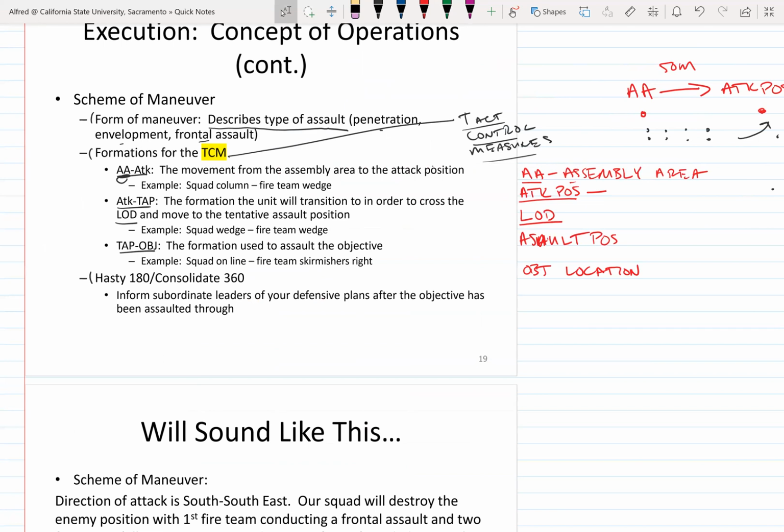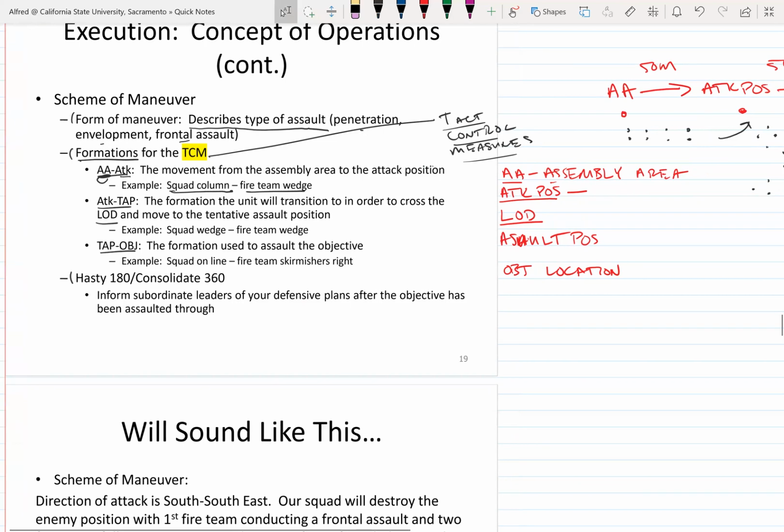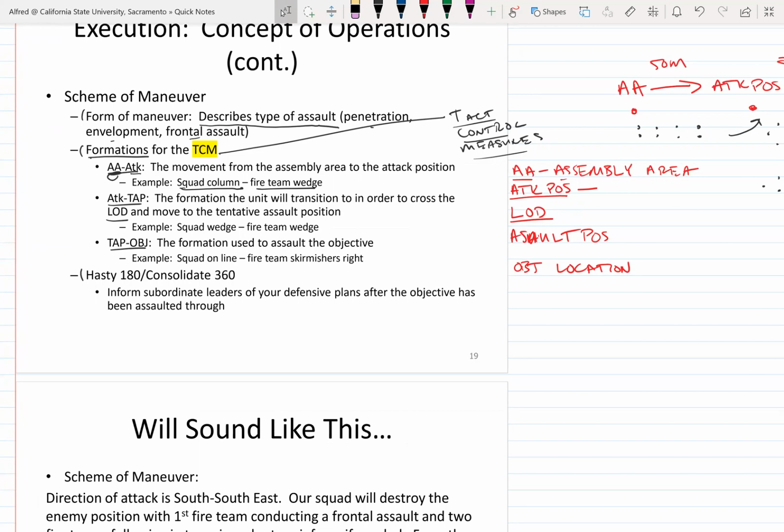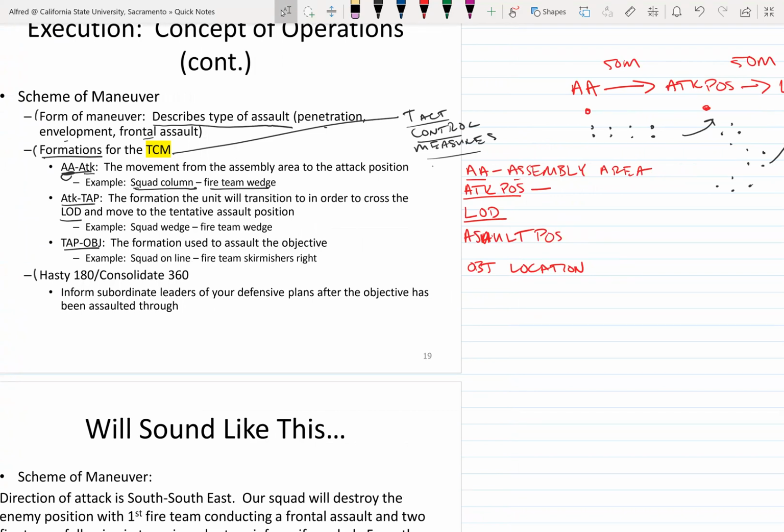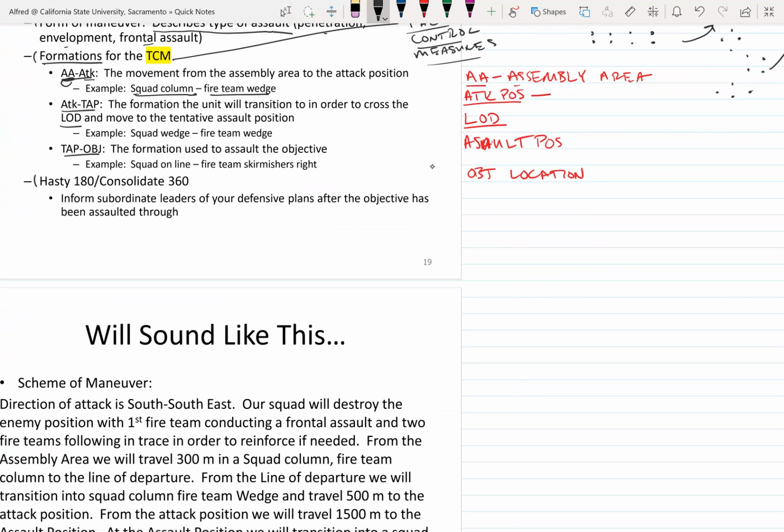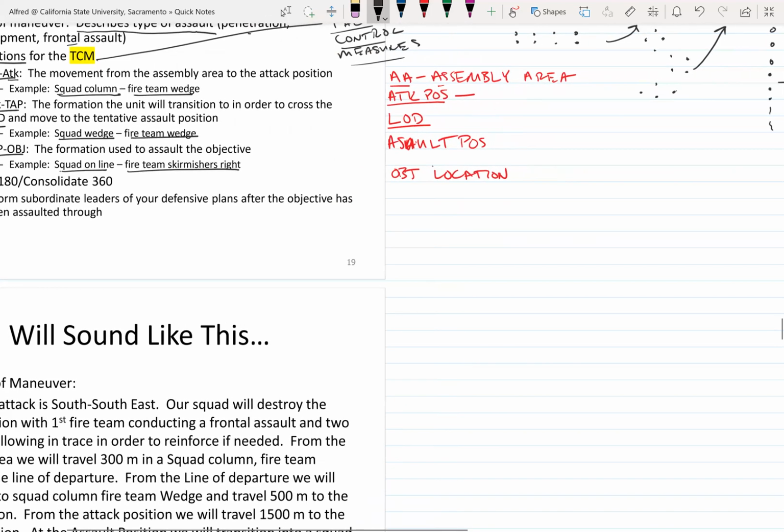But here you're just forming them. So you're telling them from the assembly area to the attack position, you're going to do squad column, fire team wedge. So you see what I'm saying? You're telling them the type of formations you're going to be in at each point in time, when you're going to switch them, and sort of what you expect for them to do. But you're not telling them specifically who's going to do what. Attack position to the line of departure, squad wedge, fire team wedge, and then line of departure to the objective location will be squad online, fire team skirmishers. And that's kind of what I drew here.